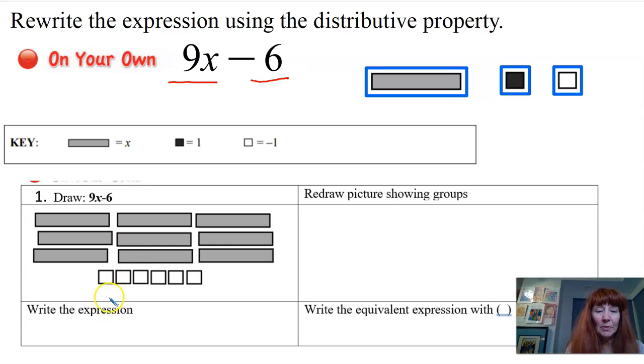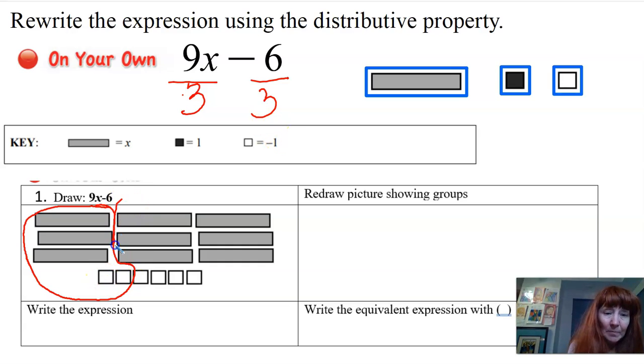So what I'm going to do on this picture is, I have 1, 2, 3 columns. And then down here, I see all those 6 negatives together. So I'm dividing by 3 and I'm dividing by 3. So 9 divided by 3 is going to be 3 and 6 divided by 3 is 2. So I'm putting 3 x's and 2 of the negatives in each of these groups.